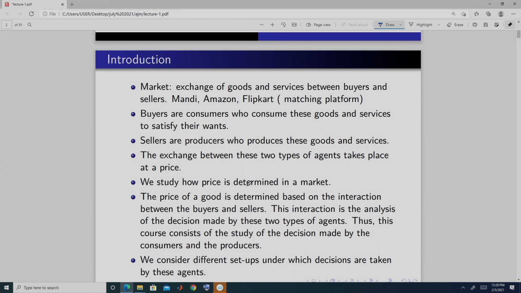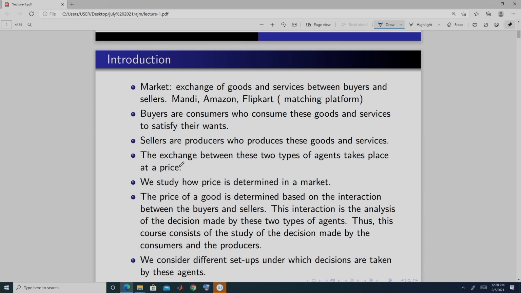So buyers are consumers who consume these goods and services to satisfy their wants. Sellers are producers who produce these goods and services which are demanded by the buyers or the consumers. And the exchange between these two types of agents, that is buyers and producers, takes place at a price.